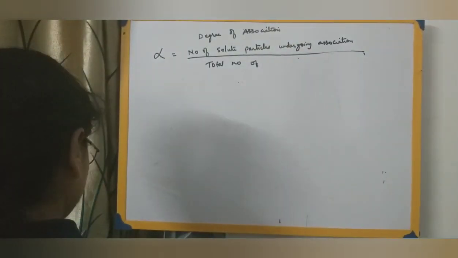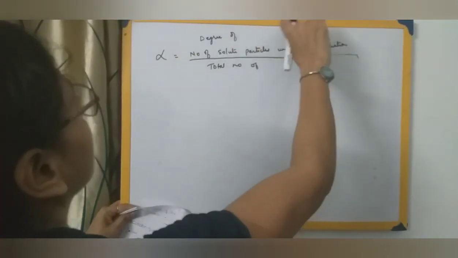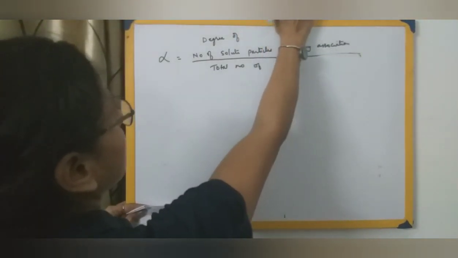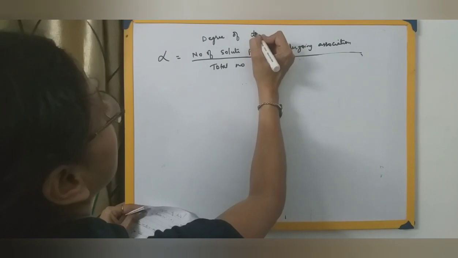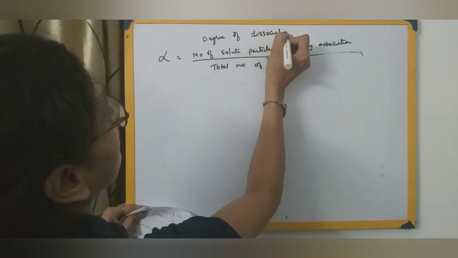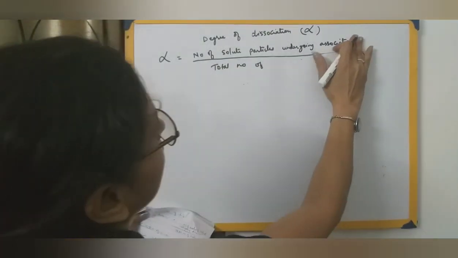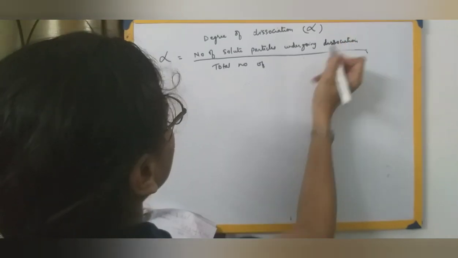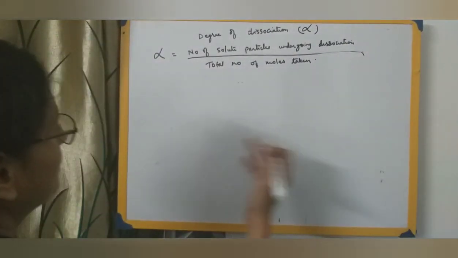So here next we will be calculating degree of dissociation. Let us represent degree of dissociation again by the same sign alpha, that is alpha is equal to the number of solute particles undergoing dissociation to the total number of moles taken, or total number of solute particles present in the solution. Both of them are the same thing.